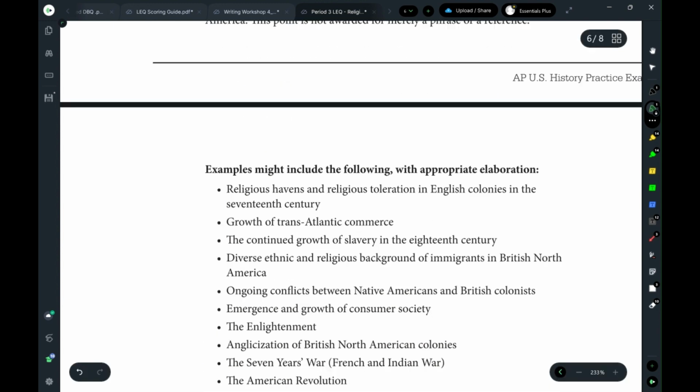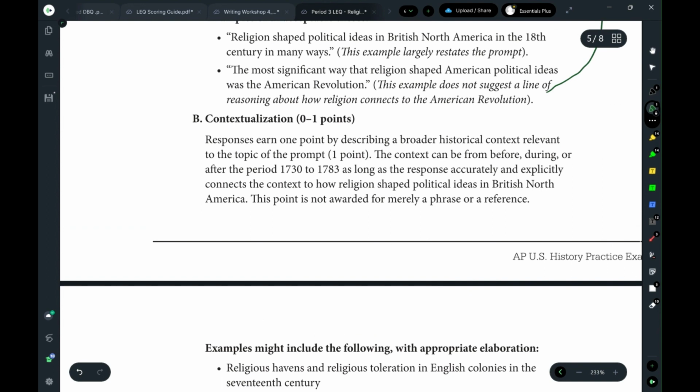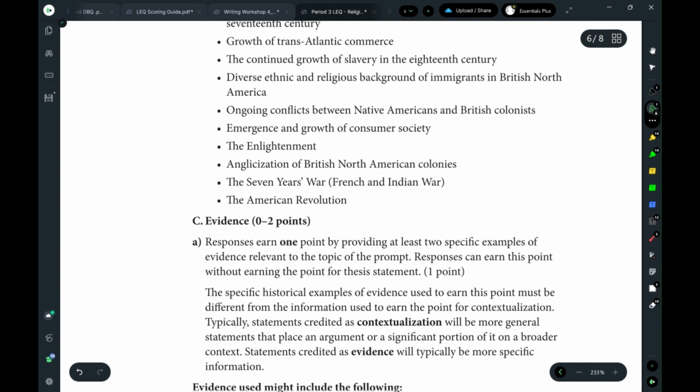But this context, again, it's not a phrase or reference. I think it probably says that. It can be from before, during, or after the period as long as the response accurately and explicitly connects the context to how religion shaped political ideas. Is not awarded for merely a phrase or reference, right? So make sure that you're explaining that.